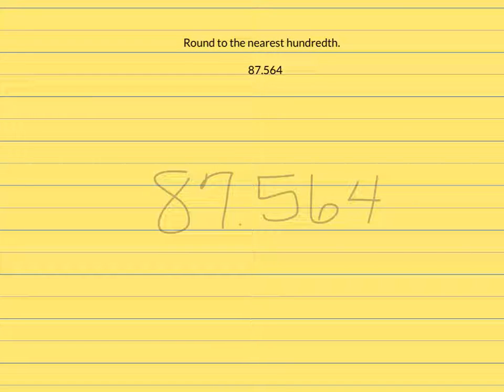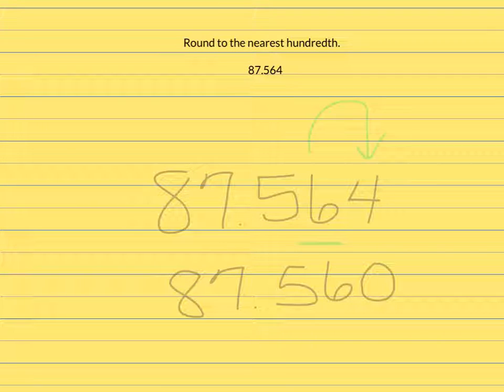And the last one says to round it to the nearest hundredth. So I'm going to go to my number in the 100th place. It's a 6. I'm going to go to my neighbor on the right. Because my neighbor on the right is 4 or less, I'm going to let my 6 rest. So this becomes 87 and 560 thousandths, because everything behind my underlined number becomes a 0.